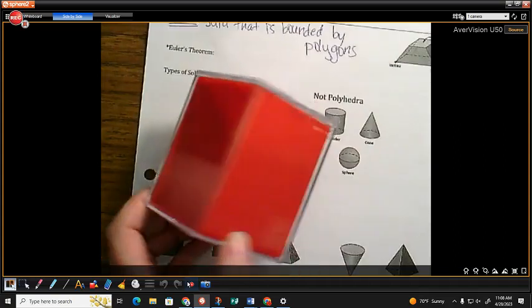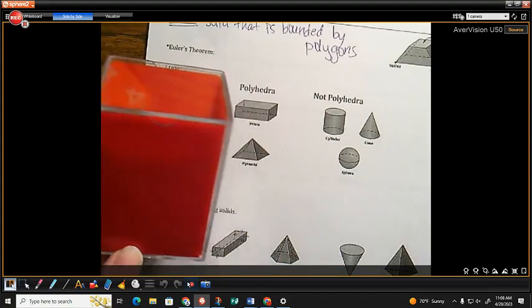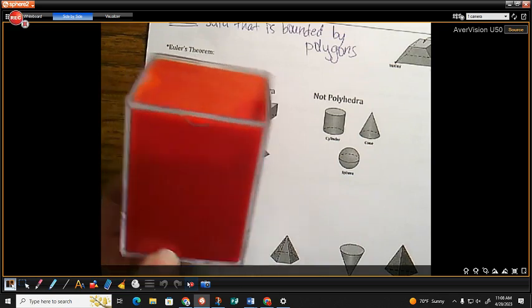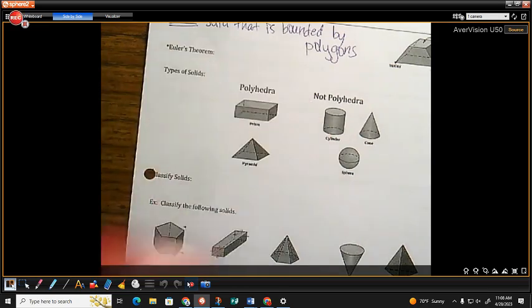Is this a polyhedron? Yes. Is it three-dimensional? Yes. Is it bounded by polygons? Yes. So see?